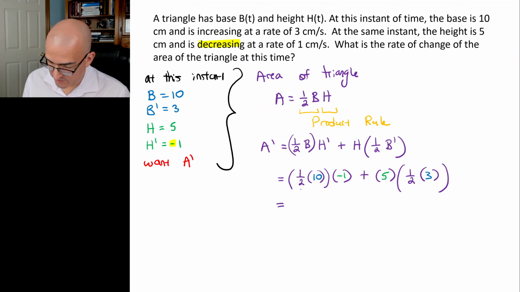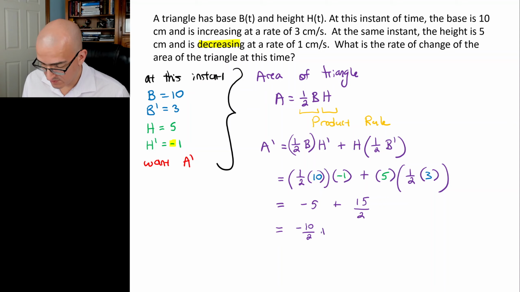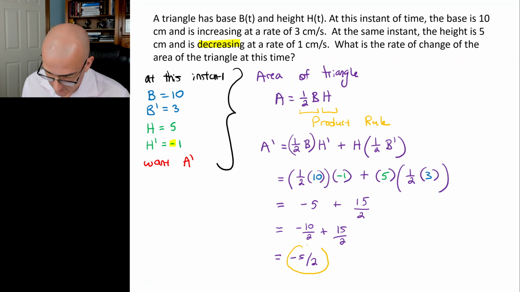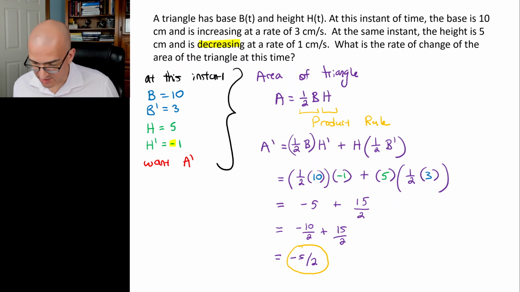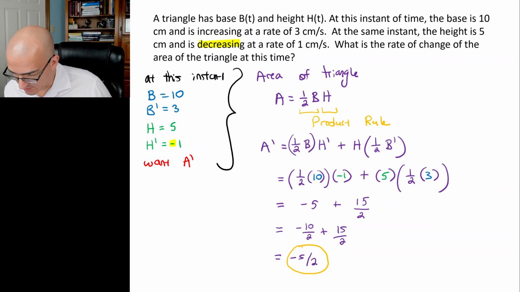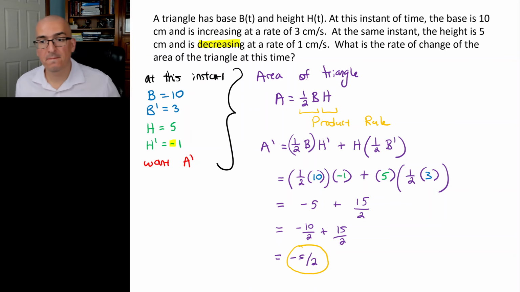So we have 10/2 times -1, so -5. And then we have plus 5 times 3, 15, over 2. We have to make a common denominator, so -10/2 plus 15/2. We have -5/2 for our rate of change of the area. So the area is getting smaller with time. And I'm just going to quickly double check and make sure I have all of my numbers plugged in correctly. Yeah.